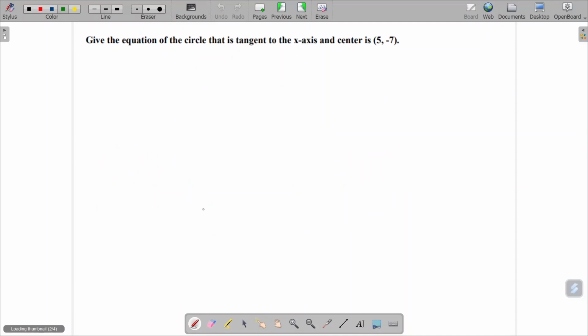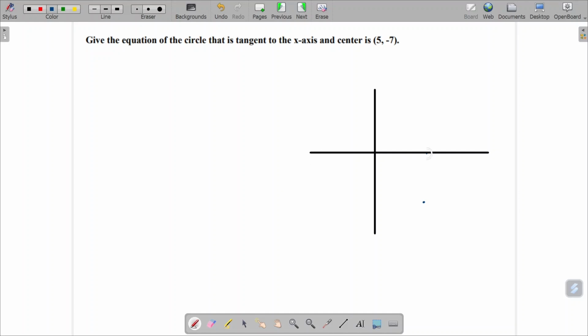Now again, they don't always give you the diagram. Here is an example where they don't give you the diagram. Give the equation of a circle that is tangent to the x-axis and has a center of (5; -7). So let's have a look at that. It's going to have a center at 5 across and 7 down. So there's its center, and this circle is tangent to the x-axis.